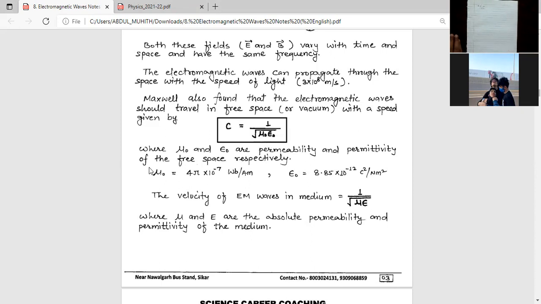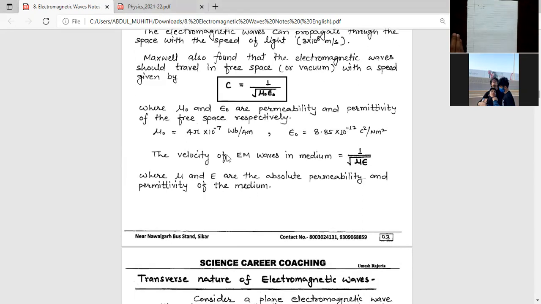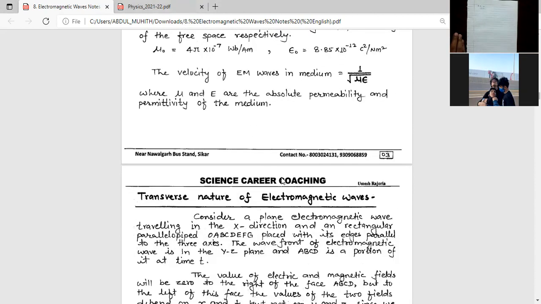And the values are also given to you. Mu 0 is 4π into 10 to the power of minus 7 Weber per ampere meter, and epsilon 0 is 8.85 into 10 to the power of minus 12 Coulomb square per Newton meter square. And the velocity of an electromagnetic wave in a medium is given by 1 by square root of mu epsilon. Okay, so this is the thing.